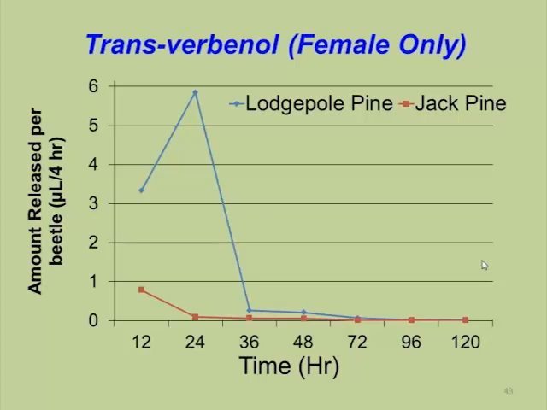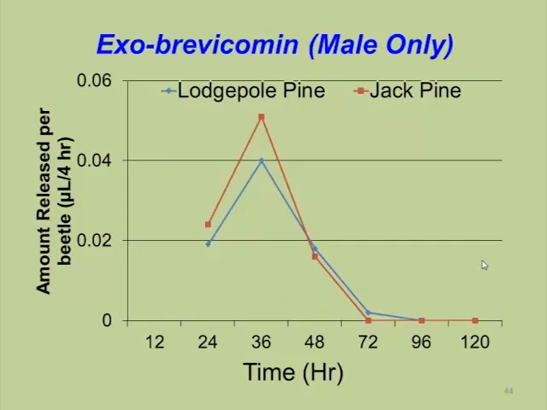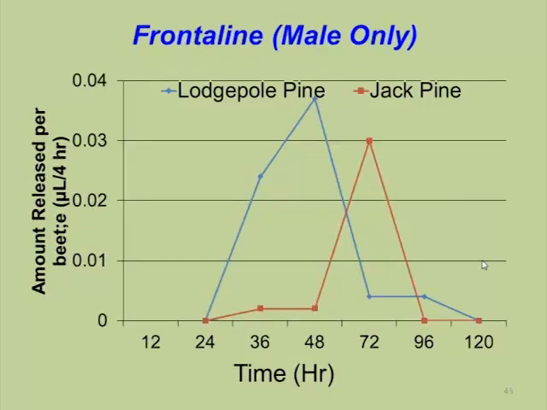This blue line is the lodgepole pine, the red is jack pine. As you've seen here, as soon as you put the female in, actually within a couple of hours, they produce pheromone. And then after 36 hours, everything really shuts down. Here, this is the jack pine. The amount is really, really less. And exo-brevicomin is very similar, but this is the pattern.